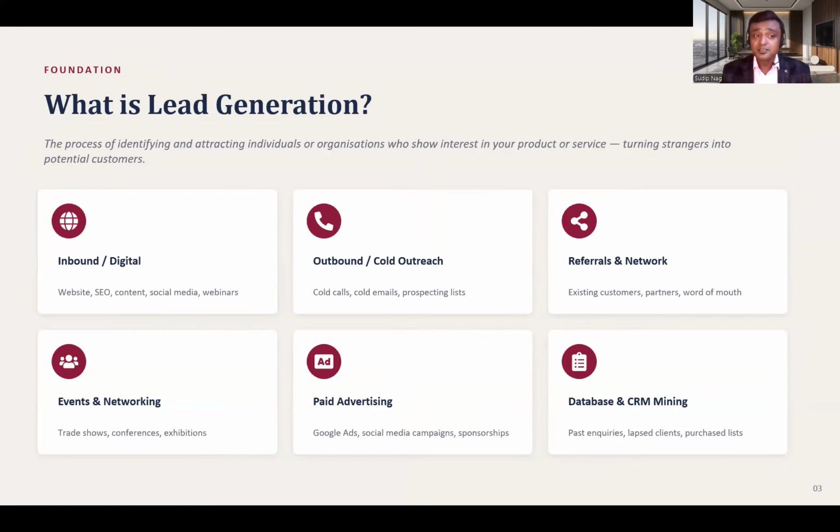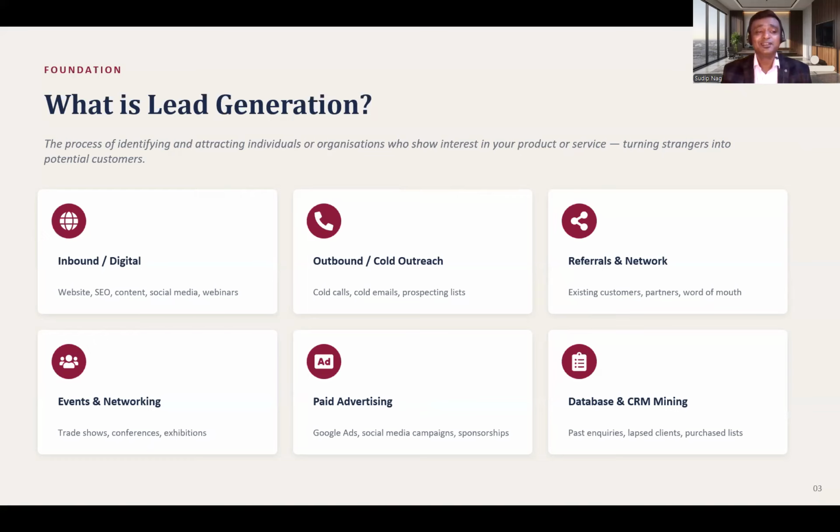So, what is lead generation? As you may already know, but let me just give you the definition again: the process where you identify and attract individuals or organizations, depending on whether it's B2B or B2C, who show interest in your product or services. Turning strangers who have never interacted with you or never met you, or you didn't even know that you would be getting a call, into potential customers. As you know, it's also a process, from a stranger to a buyer. You can already understand what all the process might be.